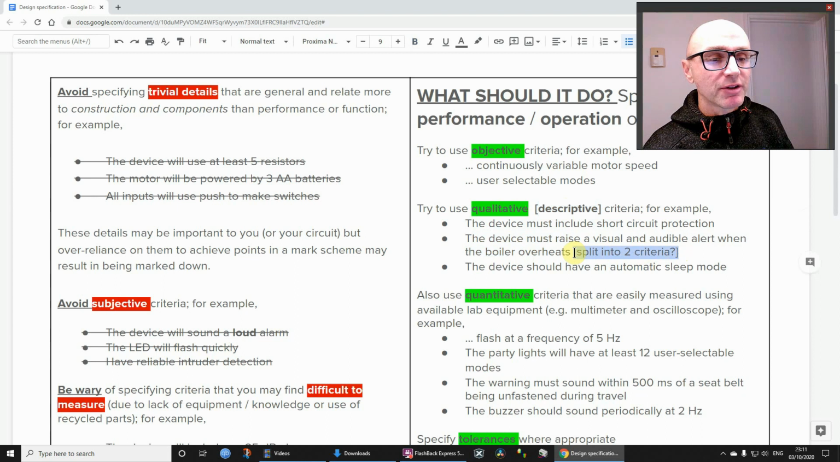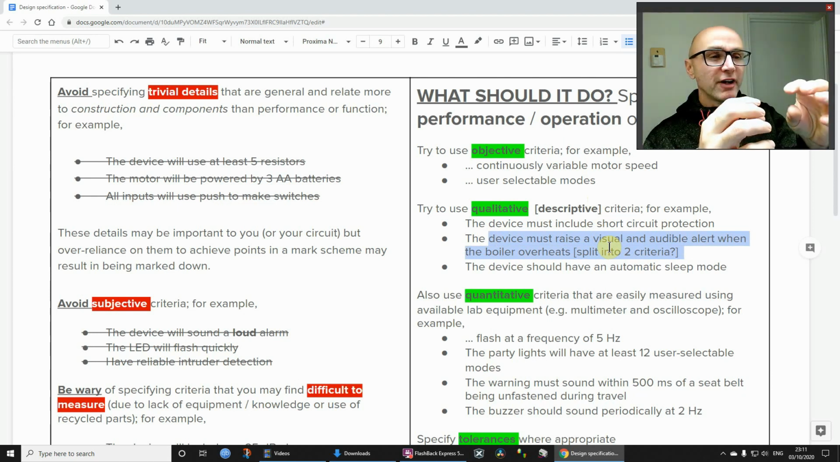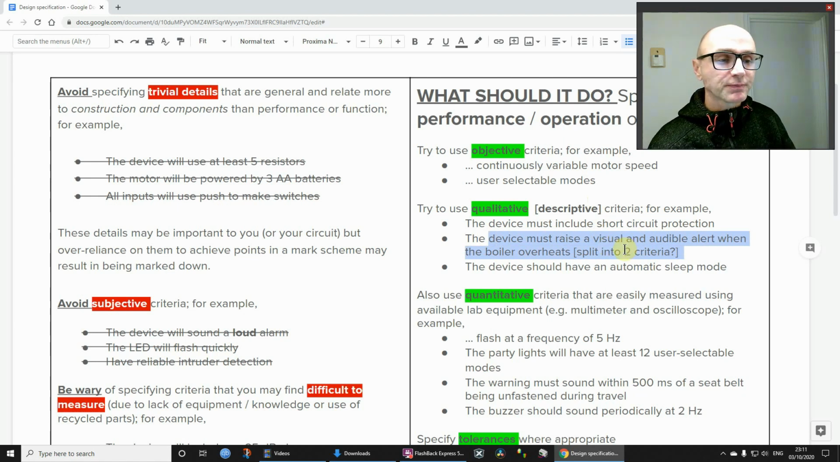Now, I've just put this little note in here. If you said must raise a visual alert and an audible alert, personally I would recommend splitting that into two descriptive or qualitative criteria. The reason being that when you implement your circuit, you might find that you manage to do one, but the other fails for some reason, or vice versa. If you split them, then you still have achieved one specification point, but if you combine them together and one of them fails, you've only half done it, so it becomes difficult to say whether you've actually achieved that criterion or not.